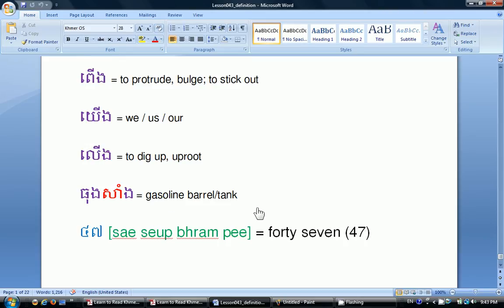This lesson is on page 47. 47 in Khmer we say Sai Sap Prampi. Please take out a piece of paper and a pencil and learn how to write some of the words from lesson 43. Okay?